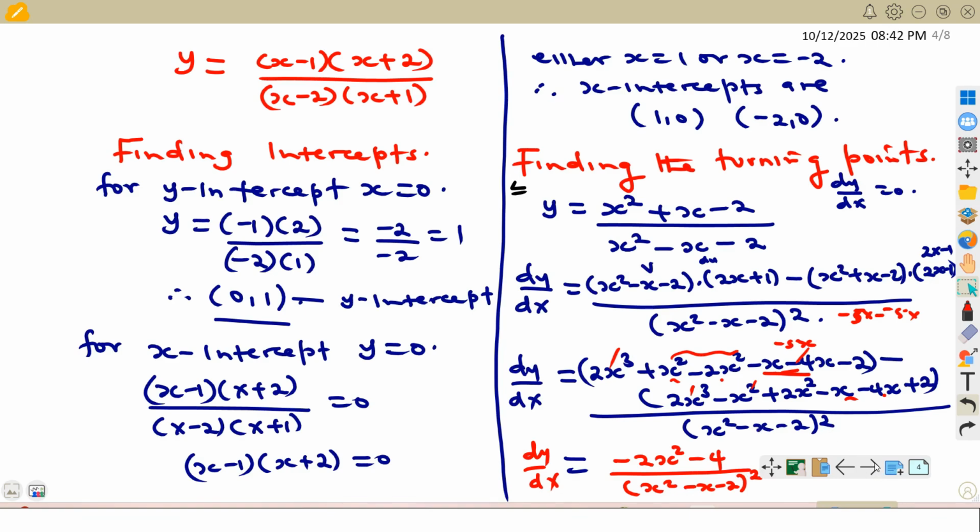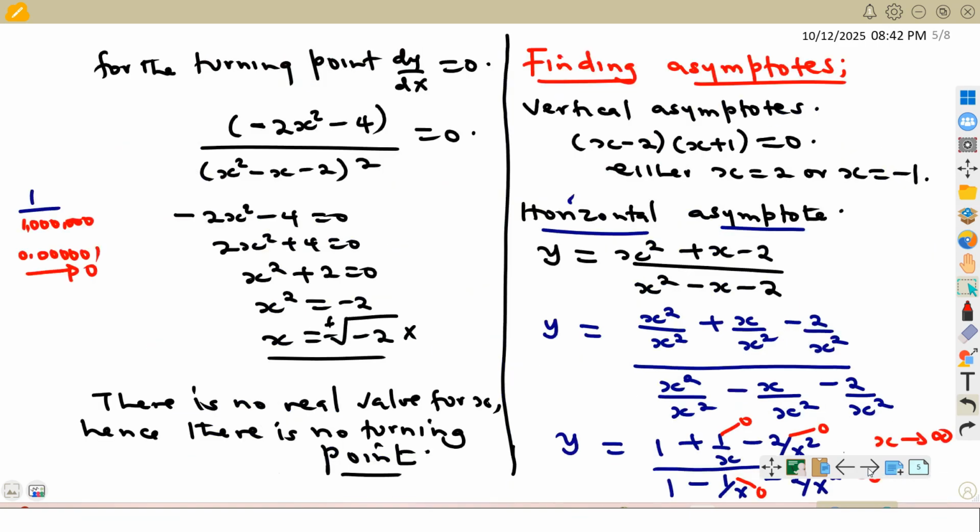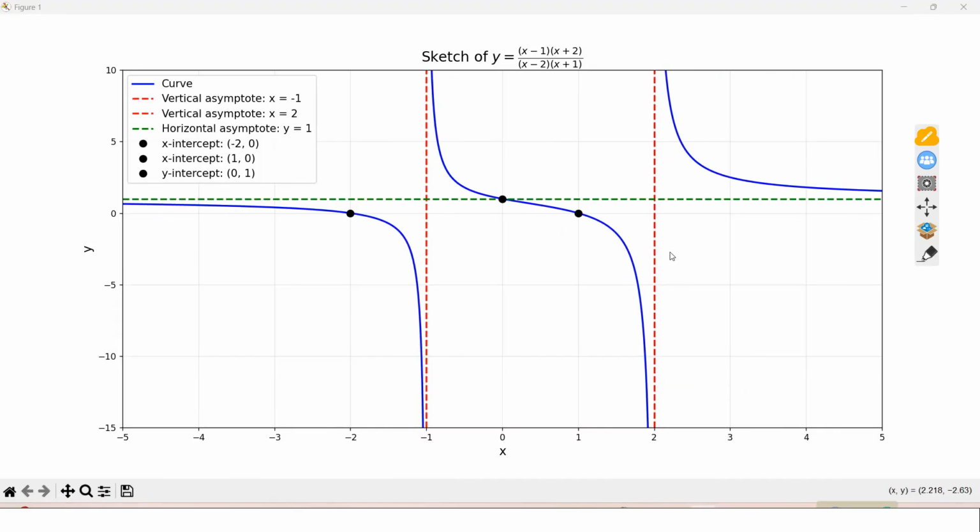So next we talk about the turning points. We don't have the turning points, so we shall not put that. Then the asymptotes, we have seen we have 2 and negative 1. 2 and negative 1 are our vertical asymptotes. So looking at those, 2, negative 1, these are the lines. This is for x equaling 2. This is for x equaling negative 1. It must be dotted. Asymptotes shall be dotted. Then this is also x equaling 2. This one here. So those are the asymptotes we are having.